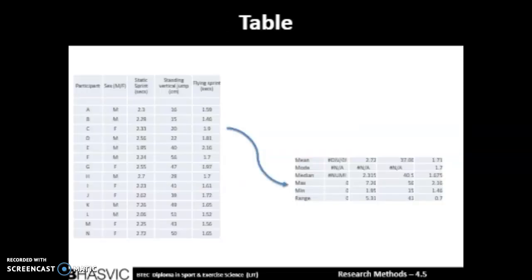A table is an effective way of presenting data when you wish to show how a single category of information varies when measured at different points. Also, when the dataset contains relatively few numbers, or if the precise value is crucial to your points. And finally, when you don't wish the presence of one or two very high or low numbers to detract from the message contained in the rest of the dataset. We use a table showing us the participants, their gender, their static sprint score, their standing vertical jump score, and their flying sprint score, with the mean, mode, median, max, min and range of all of them.